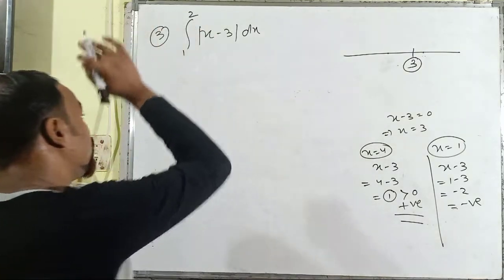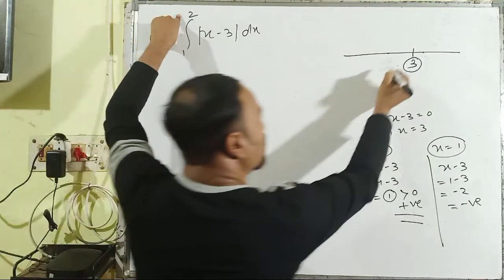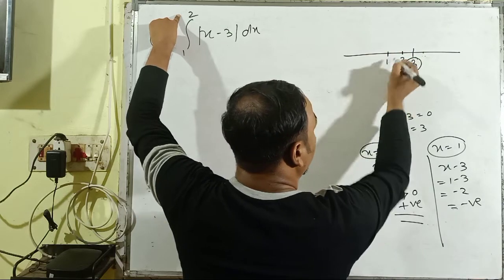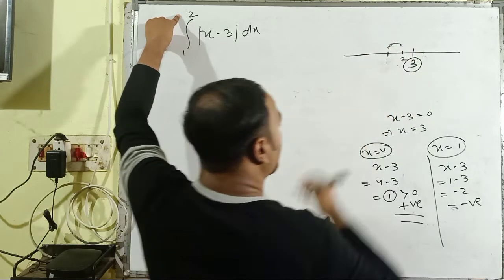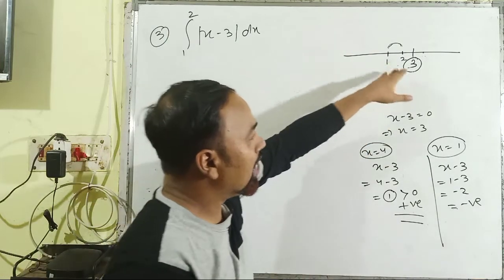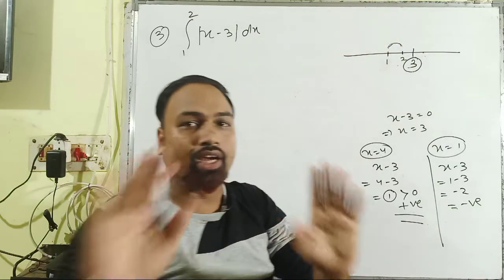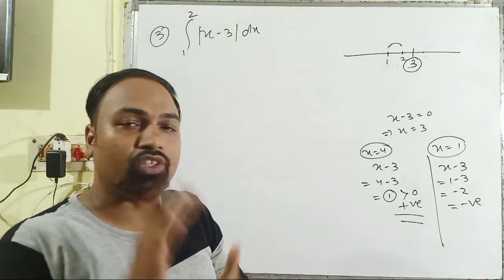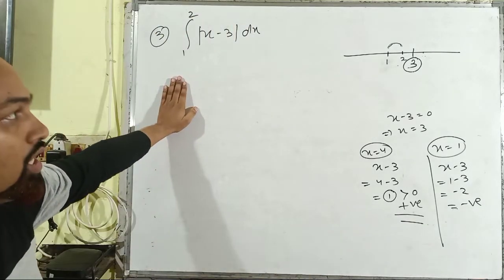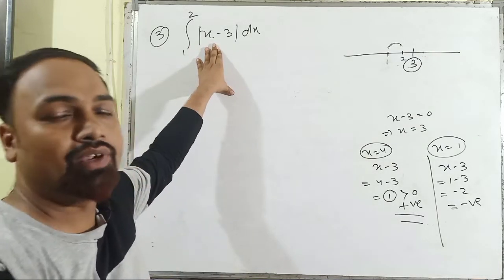But in this question, you can see that the upper limit is 2. That means we have to integrate this function in between 1 and 2, and both 1 and 2 exist towards the left side of the point 3. That means the total interval is negative. So there is no question of positive interval. That means we cannot separate this interval into two parts. We have to integrate this function in the negative interval only.